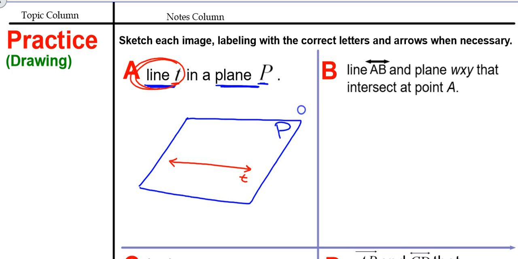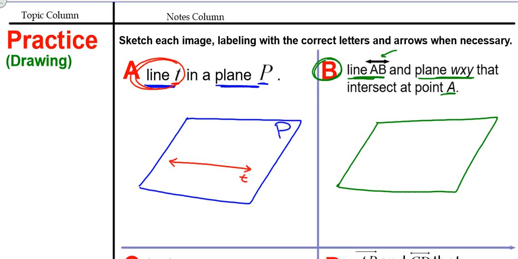Now we're going to move on to question B. So for question B, we're going to draw a line AB. Notice that you have arrows on the sides, and the plane WXY that intersects at point A. So we have three things that we're going to do here. Again, we're going to start out with the plane WXY. Those 3 points are actually on the plane. That's not a floater, so we're going to draw them here. Remember when you draw the points on your plane that you don't put them in a straight line. They have to make some kind of triangle.